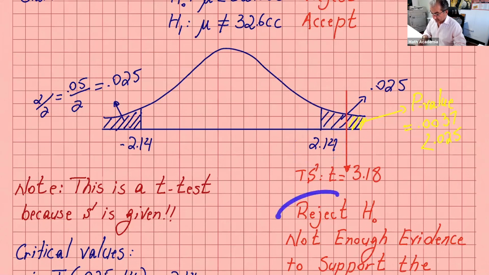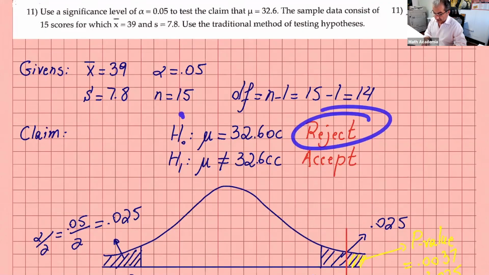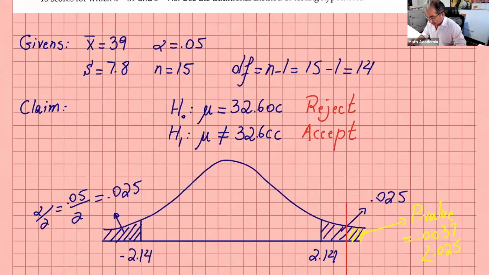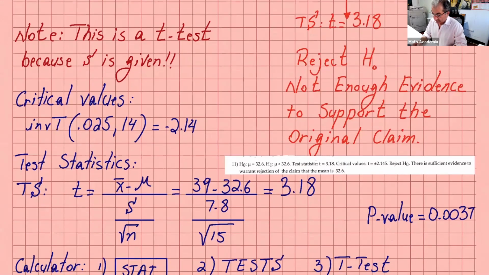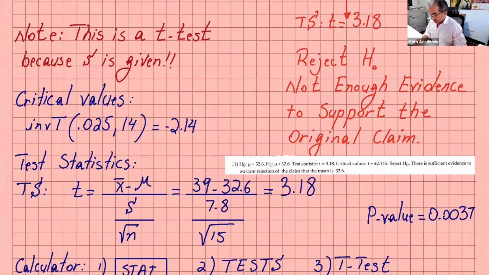So first, reject H0. If I reject H0, I write reject next to H0 and accept H1. And I check for OC. Next to OC, it says reject. If I'm rejecting the original claim, that means I don't have enough evidence to support it. So not enough evidence to support the original claim. And please check that, that's the answer.